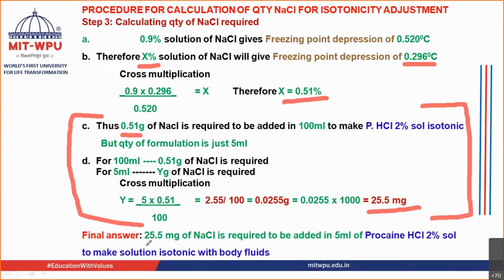Then the final answer is 25.5 milligram of NaCl is required to be added in 5 ml of procaine hydrochloride 2% solution. Please remember. Okay, if I have to do it in ml, it is very simple. It is going to be 0.51 grams of NaCl required to be added in 100 ml of procaine hydrochloride. Okay, have you understood? Okay, fine. And after that you can also convert it into milligrams, okay. So in 5 ml of procaine hydrochloride solution, to make the solution isotonic with body fluids.